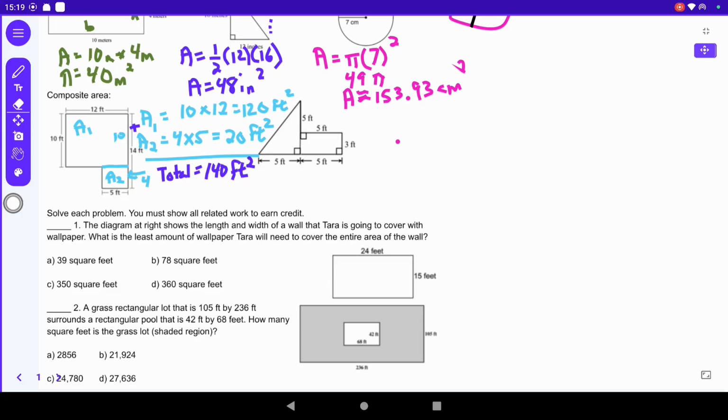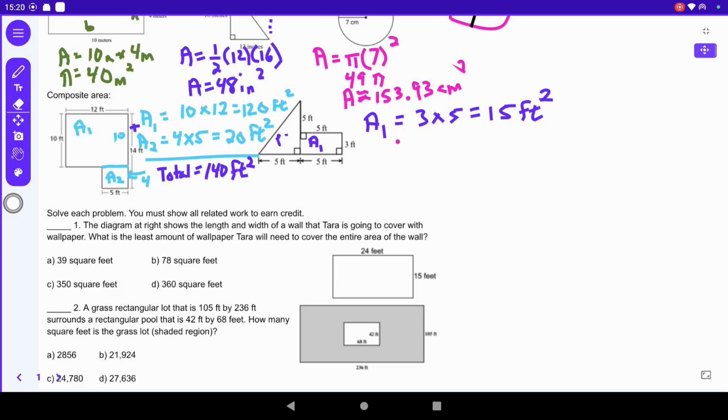And we're going to do the same thing with this one. We have the area of a triangle and the area of the rectangle. It doesn't matter which one you call area 1, area 2. I'm going to do area 1 as the rectangle because that's a nice easy one to calculate. And so the rectangle is 3 by 5, which is 15 square feet.